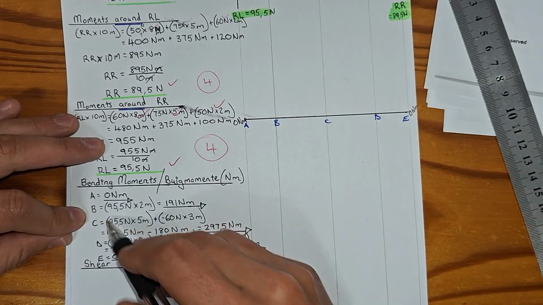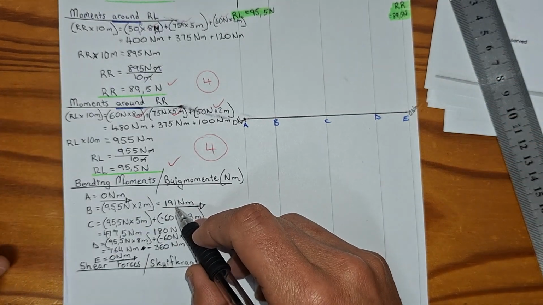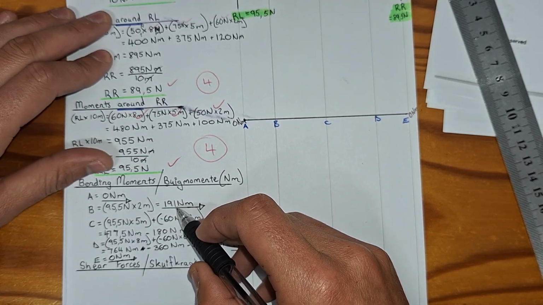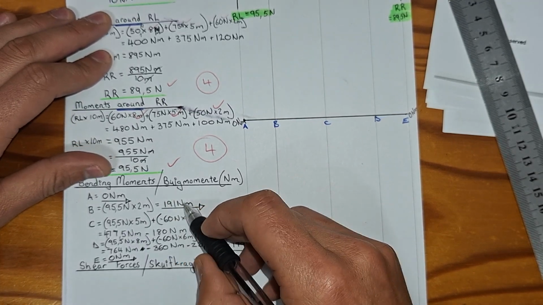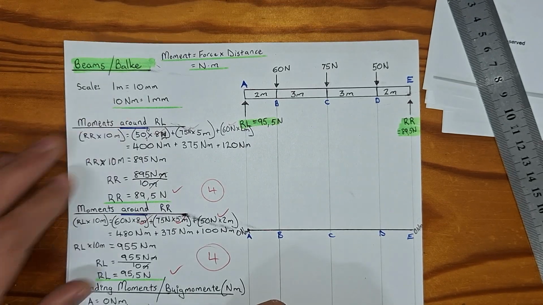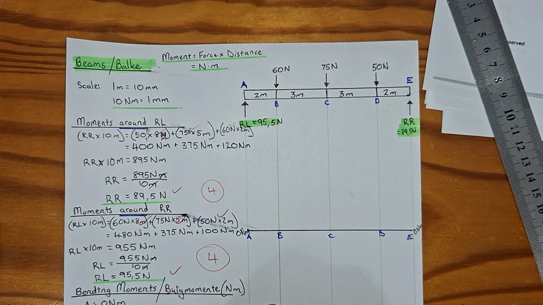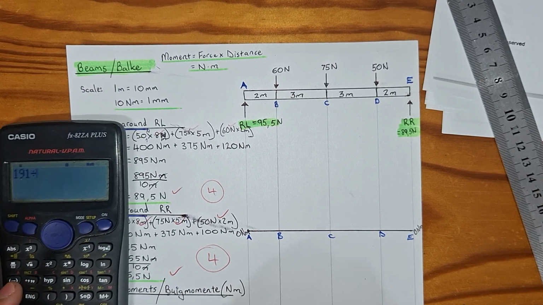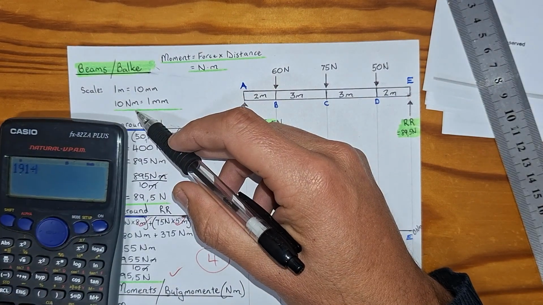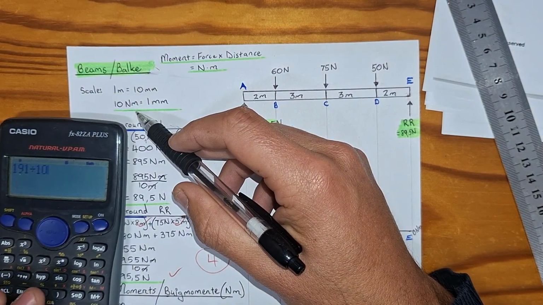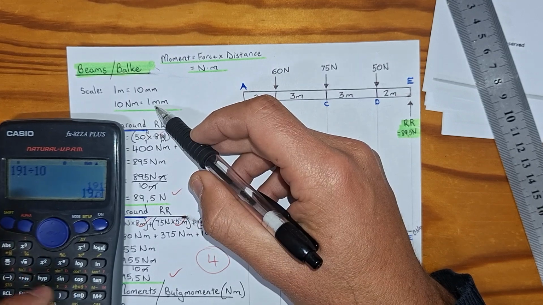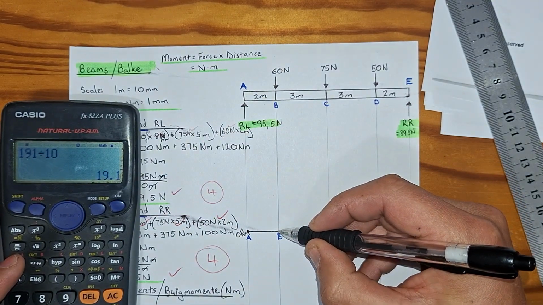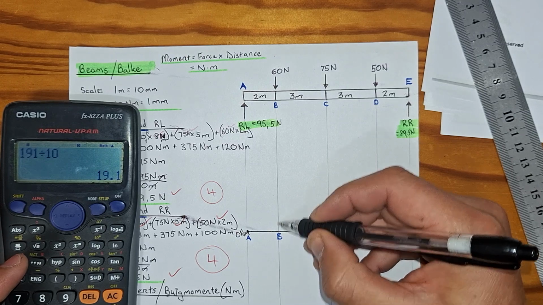So B is 191 newton meters. So we will be working with this value and the scale at the same time. So on your calculator, 191 divided by our scale, which is 10 newton meters, that will be so many millimeters. So it's 19.1 millimeters. It will be going from 0 newton meters going up.